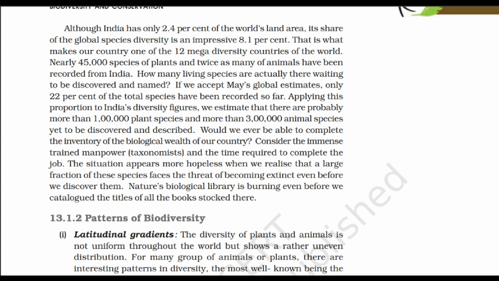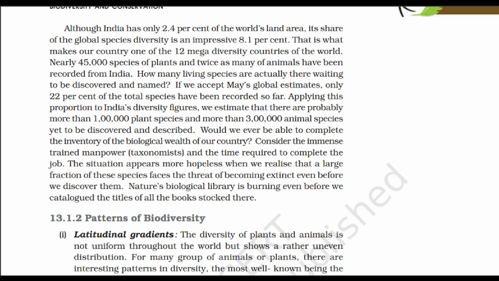Nearly 45,000 species of plants and twice as many of animals have been recorded from India. How many living species are actually there waiting to be discovered and named? If we accept May's global estimates, only 22% of the total species have been recorded so far. Applying this proportion to India's diversity figures, we estimate that there are probably more than 1 lakh plant species and more than 3 lakhs animal species yet to be discovered and described.